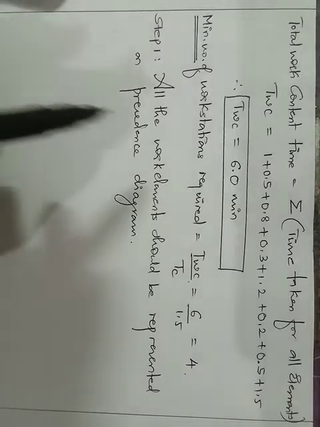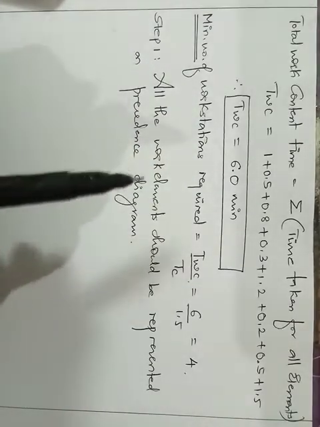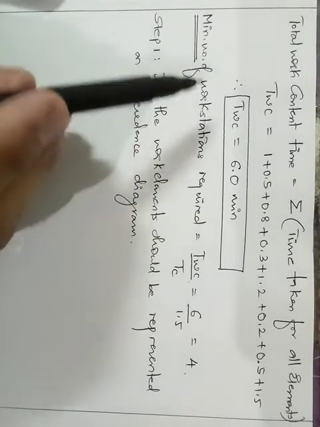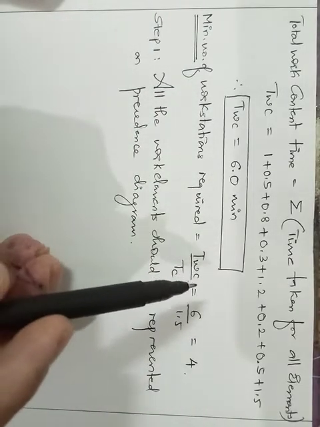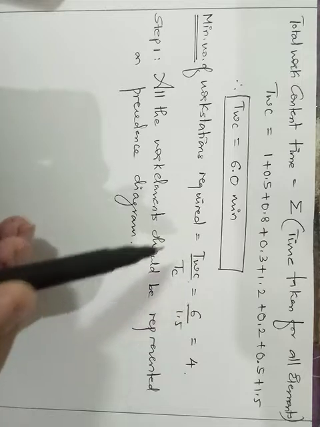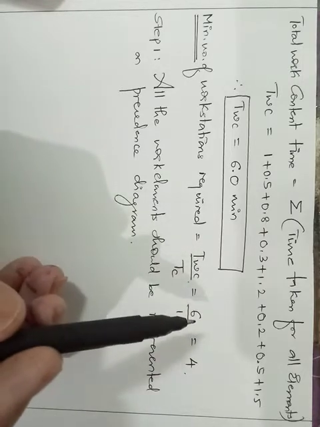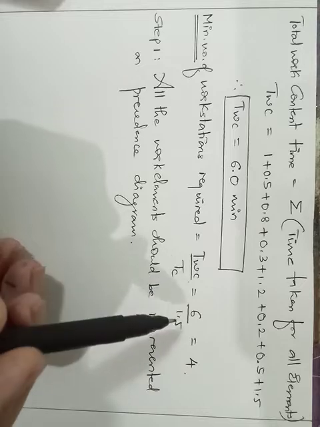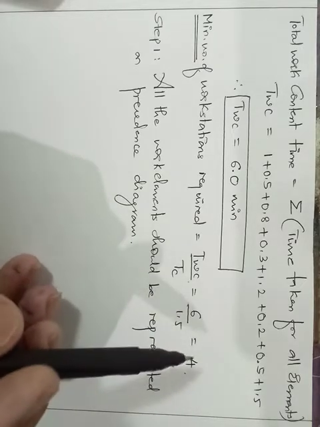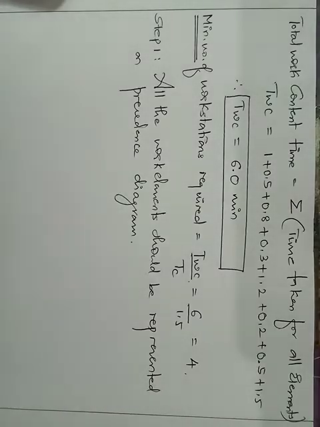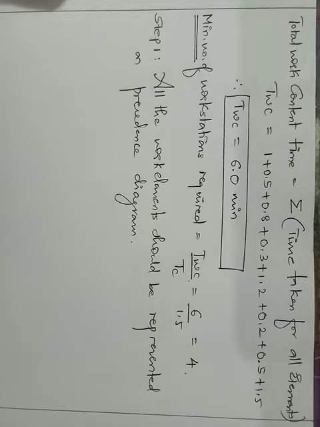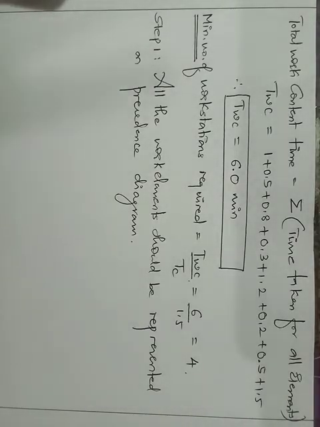Next, he has asked us to calculate the number of workstations required. Now, the minimum number of workstations required, this is very important, is given by total work content time divided by cycle time. So 6 is the total work content time and cycle time was 1.5. So the minimum required is 4. It doesn't mean that we should not get 5. I am using the word minimum number of workstations. It may be 4 or it may be more than 4. If you are somehow getting less than 4, then you need to understand that you have gone wrong.